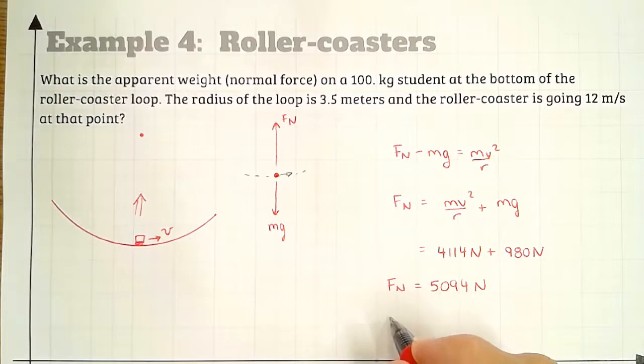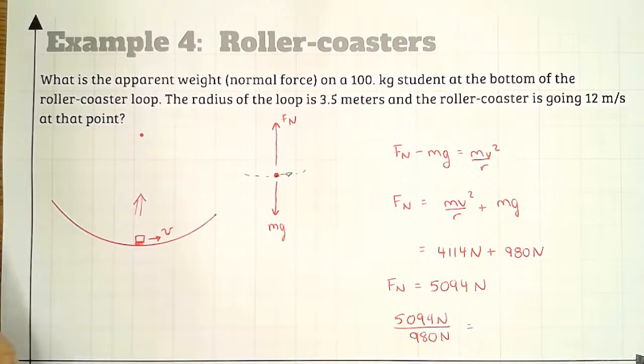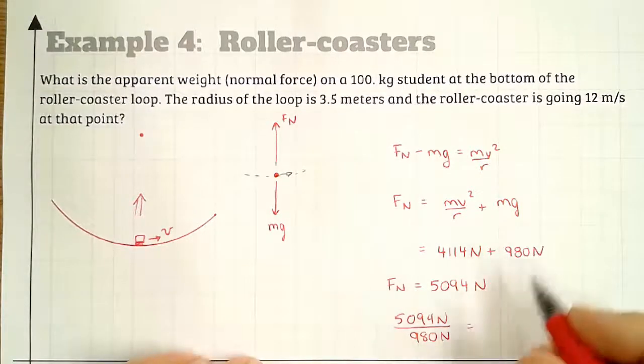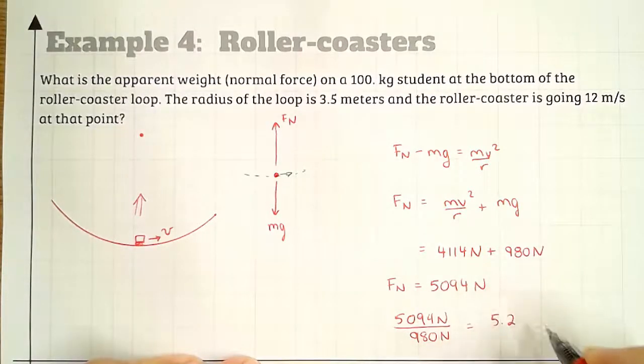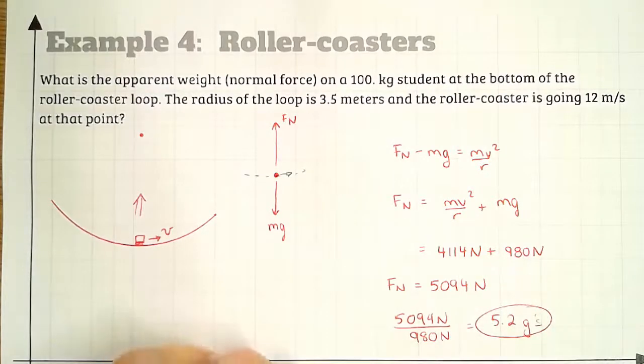So if I take your normal force, 5,094 newtons, and I divide it by what you usually feel when you're not accelerating, which is 980 newtons, I get a value of 5.2. And this thing, 5.2, we call it the g-force. So at the bottom of this roller coaster, you experience a g-force of about 5.2 g's.